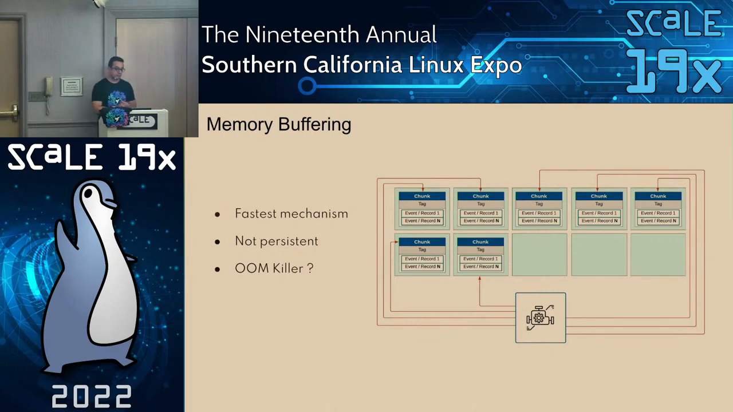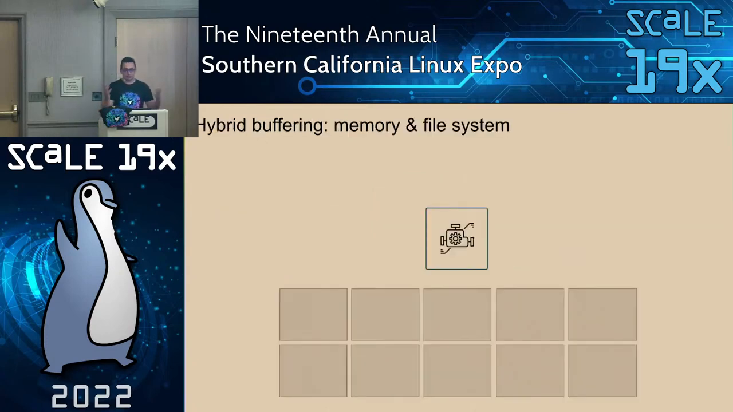The problem is that it's not persistent, and one of the biggest problems is that you don't have unlimited memory, right? What would happen if your destination is down and you keep ingesting data? It's going to consume all your memory, but before that the kernel will do something really good, which is kill the process, right? Because it's not all you can eat.